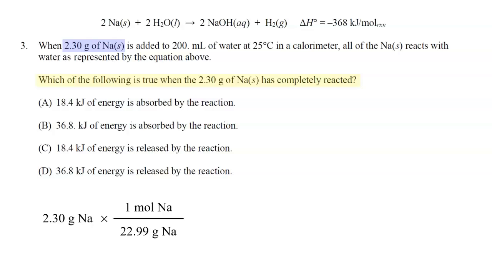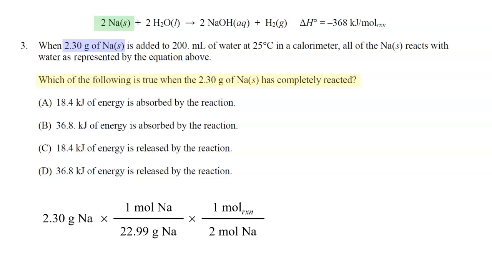The next step would be to connect the unit of 1 mole of reaction to the coefficient that is used in the balanced chemical equation for sodium. So because the coefficient for sodium is a 2, that means that for every 1 mole of reaction, there's 2 moles of sodium. And now the last step would be to get to kilojoules.